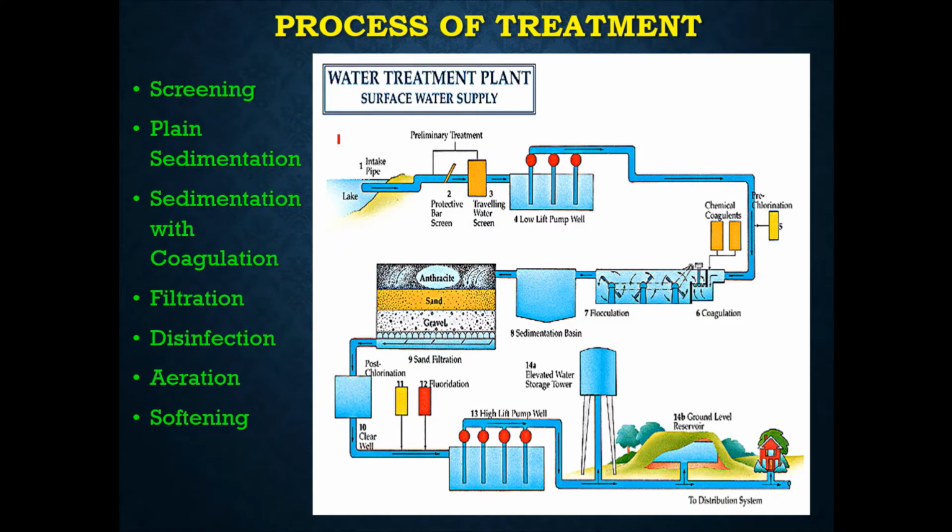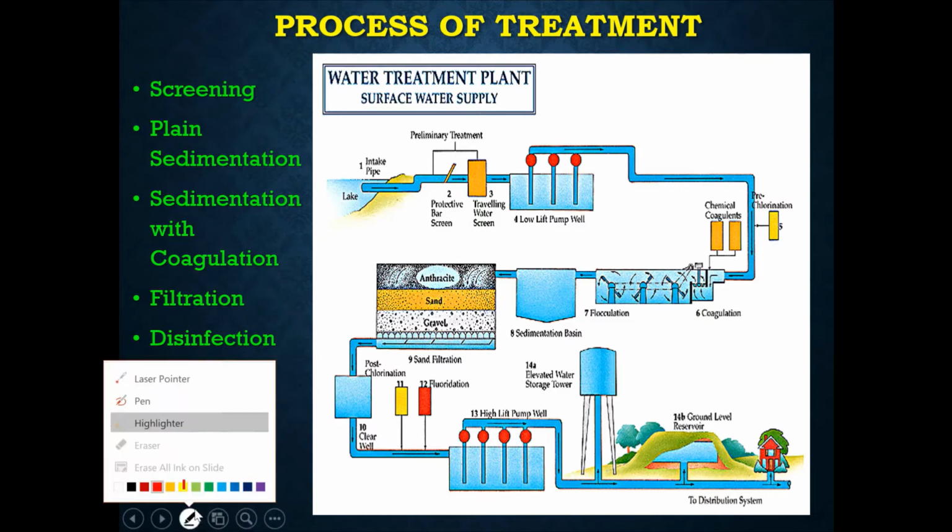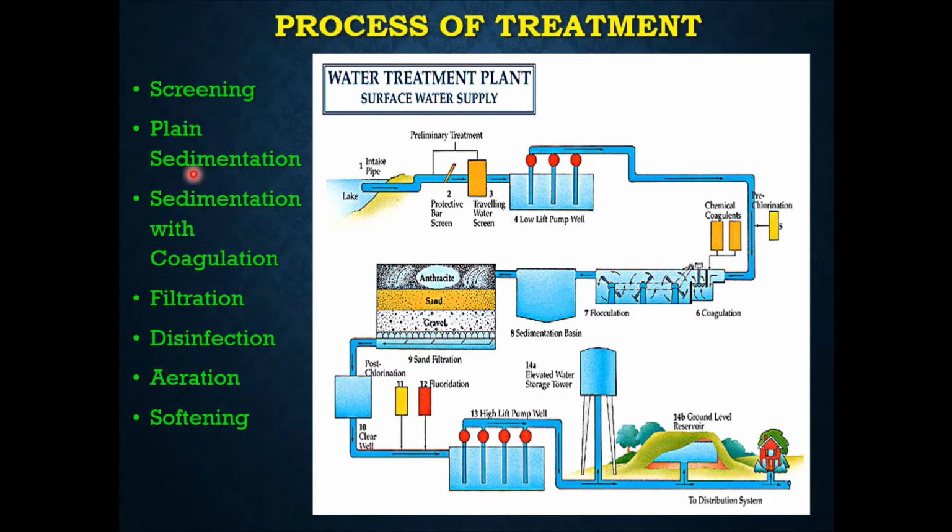Starting with water treatment, the first process is the screening, which we have seen already. The second process is plain sedimentation, which we have seen. The third process is sedimentation with coagulation. Now we will discuss the filtration, as this diagram denotes the overview of the water treatment plant where treatment is given to the water.